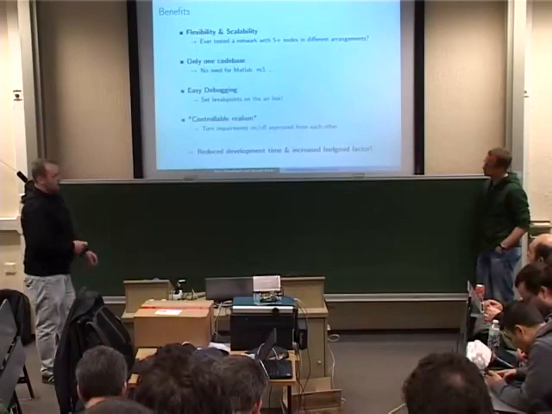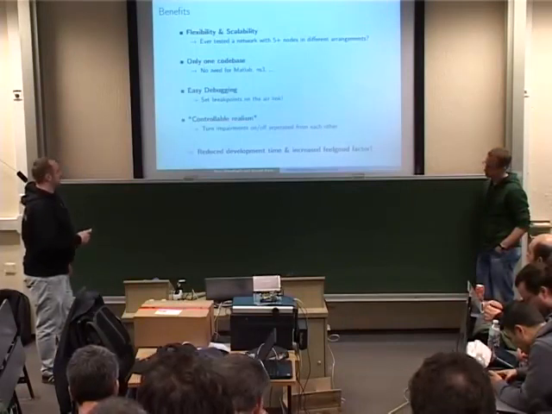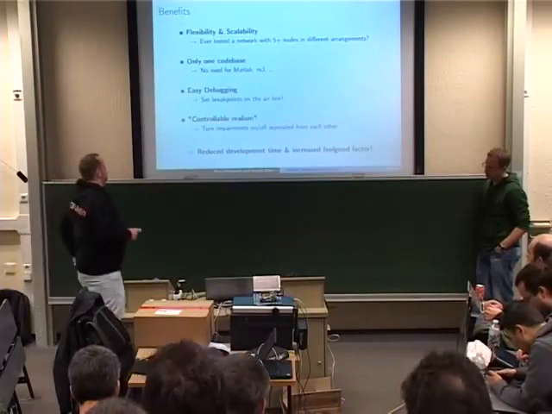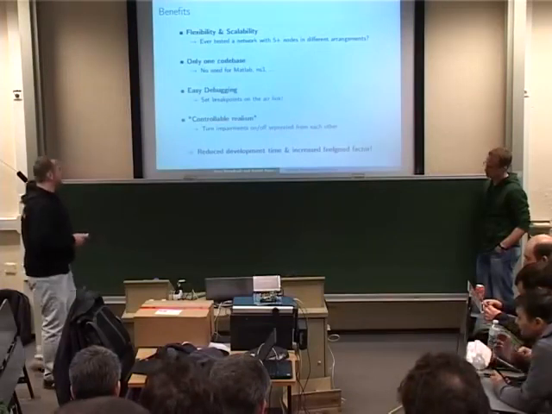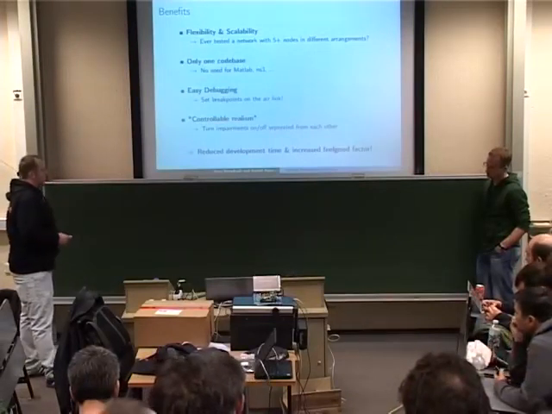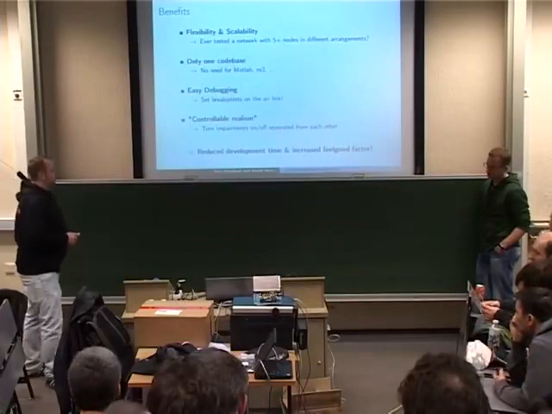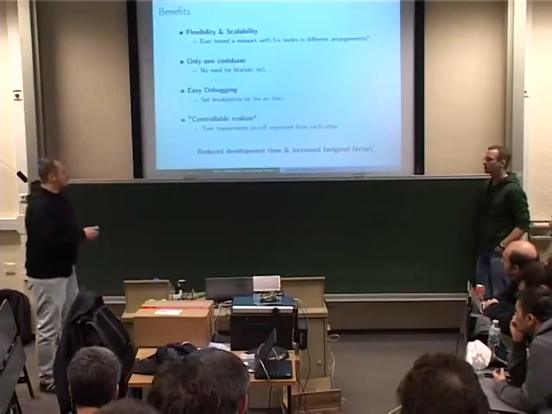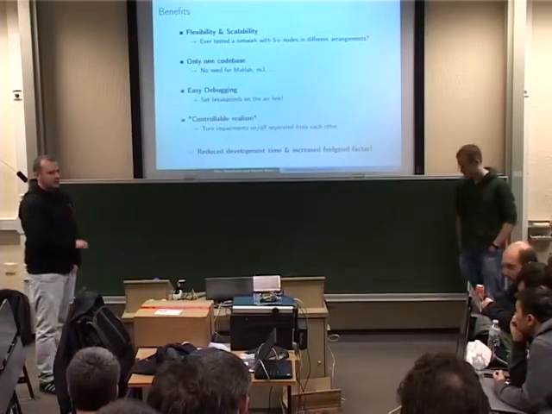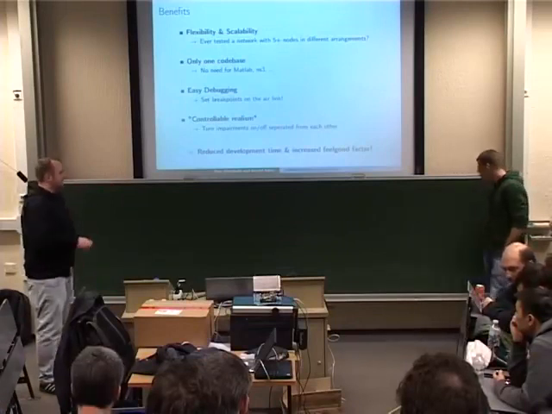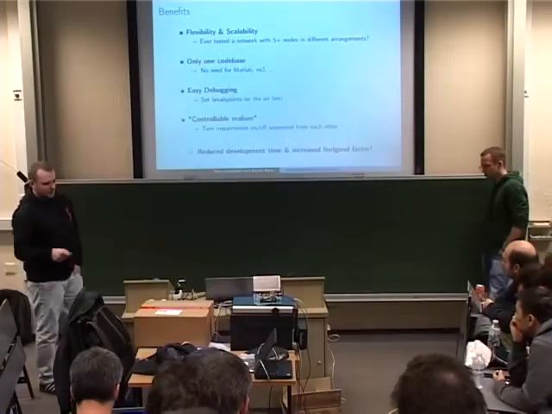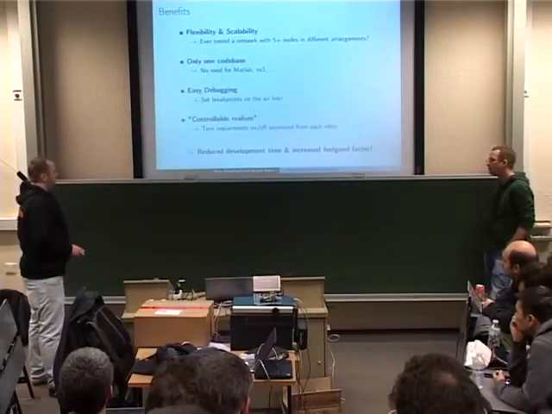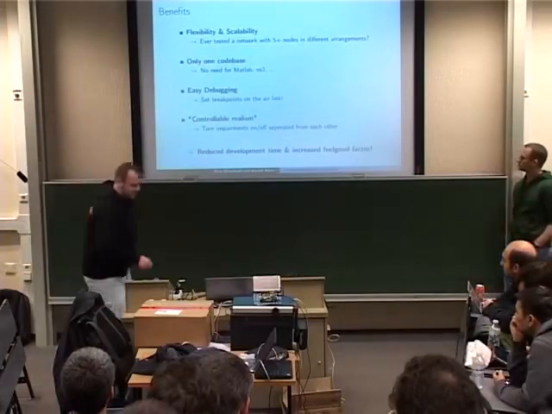I think the greatest benefit is the easy debugging: the possibility to set breakpoints on the air link is really nice if you develop complex networks. Also, the controllable realism, so you can turn impairments on and off. Everyone knows it's easy to run a simulation on the PC without hardware or real-world impairments. Here you have the option to turn on the hardware impairments, and the channel impairments too. And this all leads to a reduced development time and an increased feel-good factor.